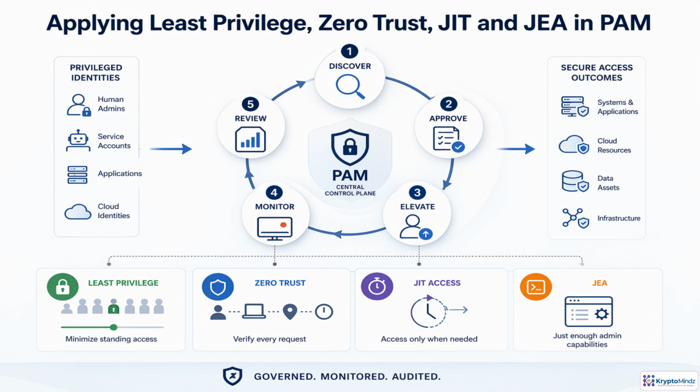PAM brings these principles together as an operating model for privileged work. Access starts minimized. Each request is checked against identity, MFA, device health, risk, business context, and policy. If approved, the platform elevates the user or service just in time, and only with the commands or roles required. During the session, activity is brokered, recorded, and logged to monitoring systems. After the task, access is revoked, secrets can rotate, and auditors can review the evidence to improve future decisions.